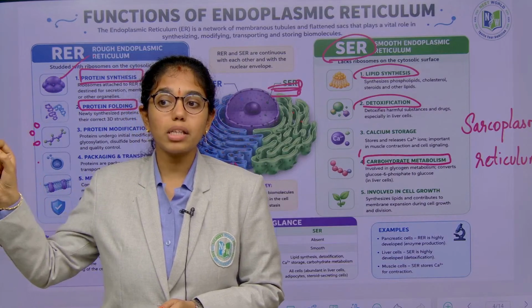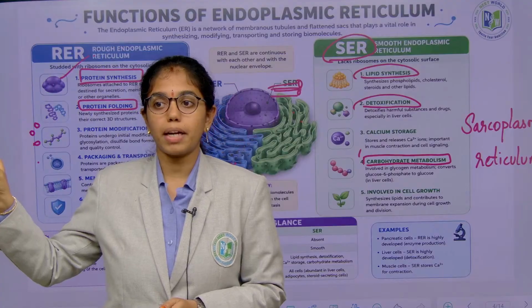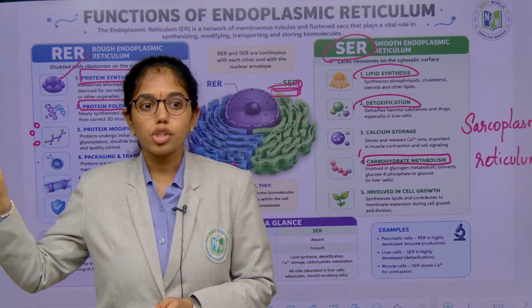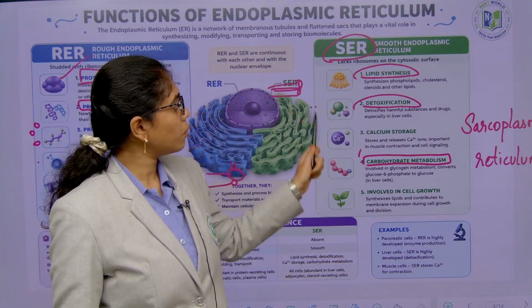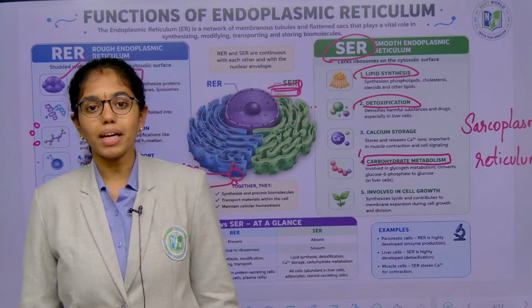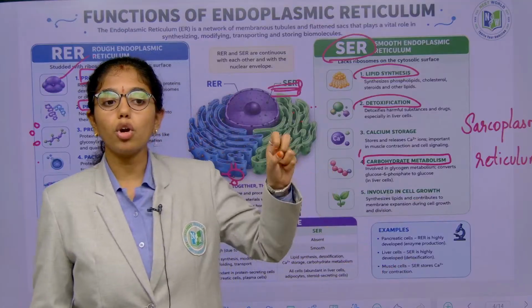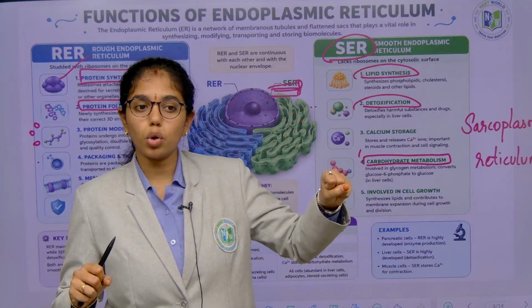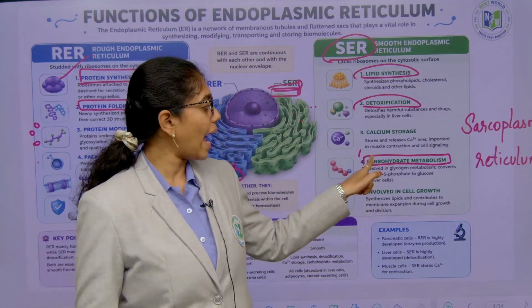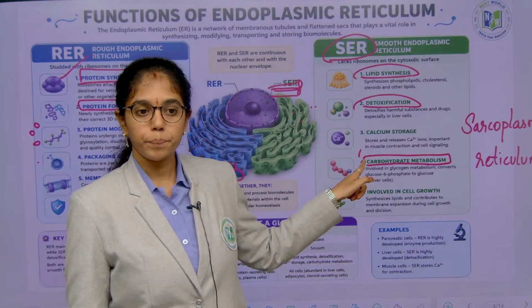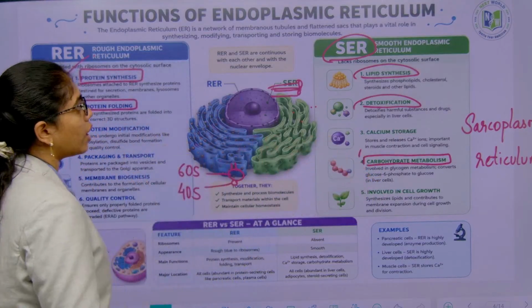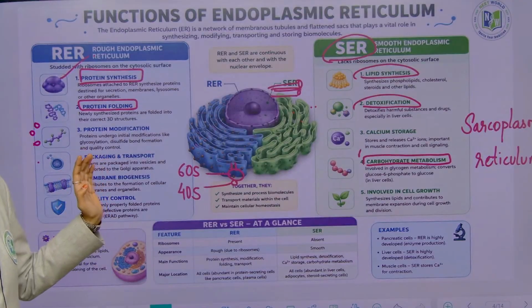There what metabolism is activated? Glycogen metabolism. So for that also which organelle is involved? Smooth endoplasmic reticulum. This is involved in glycogen metabolism, which will control glucose, which will convert glucose to glycogen. You can add on this one more point. So this is all the functions of endoplasmic reticulum.